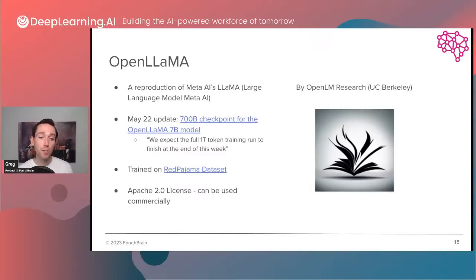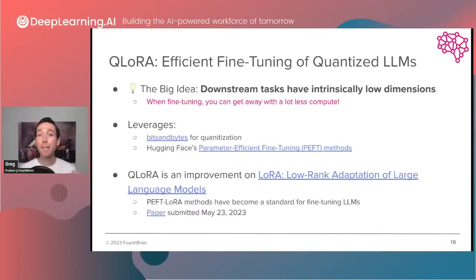The full 1 trillion tokens is associated with that dataset. And this, again, is a commercially available model that can be used for commercial purposes. So we're going to use the OpenLlama model in addition to the Dolly 15K dataset. And interestingly, today we're going to leverage a really new edition of how to do fine tuning very efficiently. And this is called QLoRa.